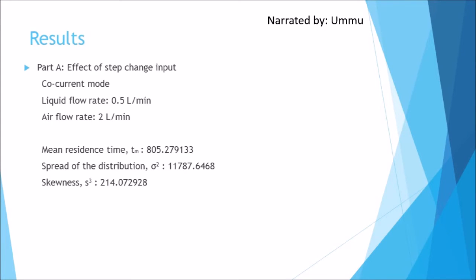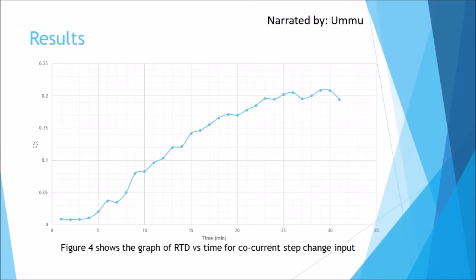These are the data obtained from operating the equipment in co-current mode with step change input. And this figure shows the graph of residence time distribution versus time for co-current step change input.